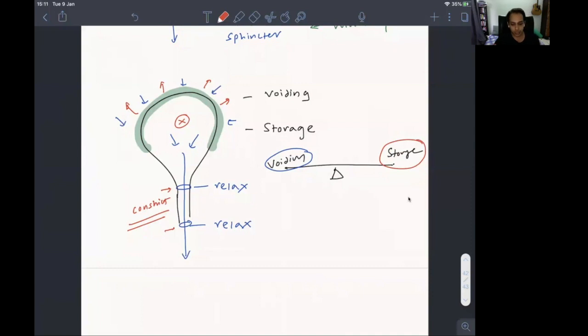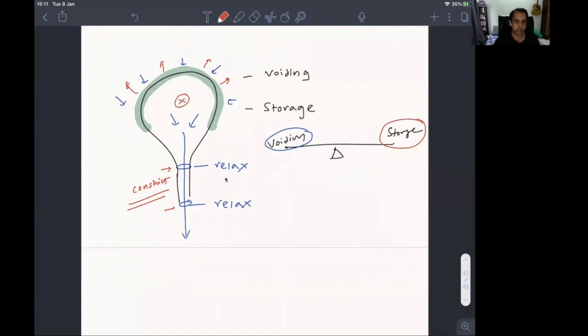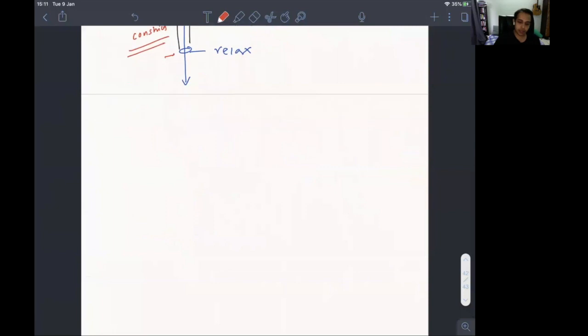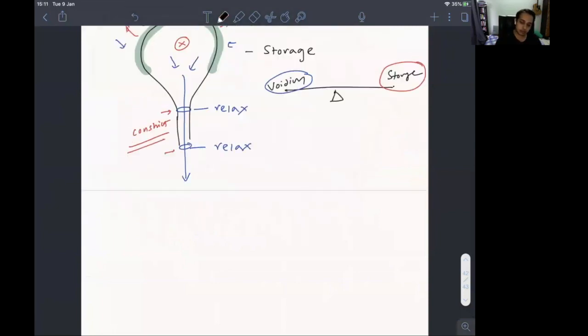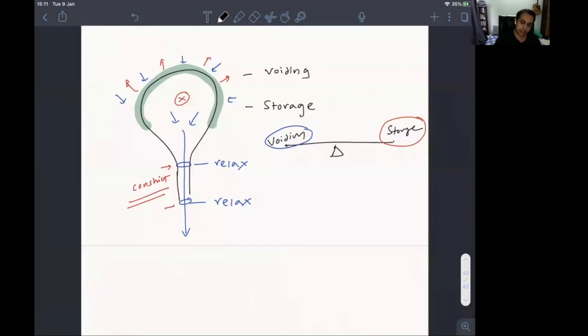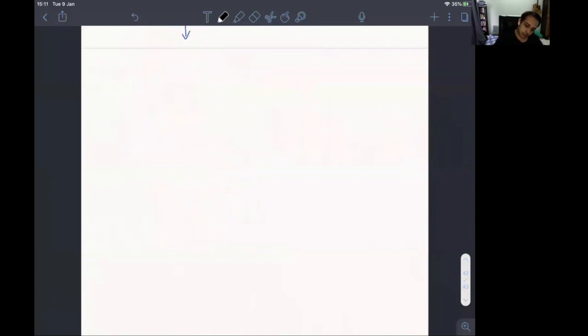So now let us look at each one of these two states a little bit more in detail. What does a state of storage mean and what does a state of voiding mean? So for that, you need to know how each one of these three parts is controlled. So you need to know how the detrusor is controlled, how the internal urethral sphincter and the external urethral sphincter is controlled. So let us look at what happens when the bladder gets full.